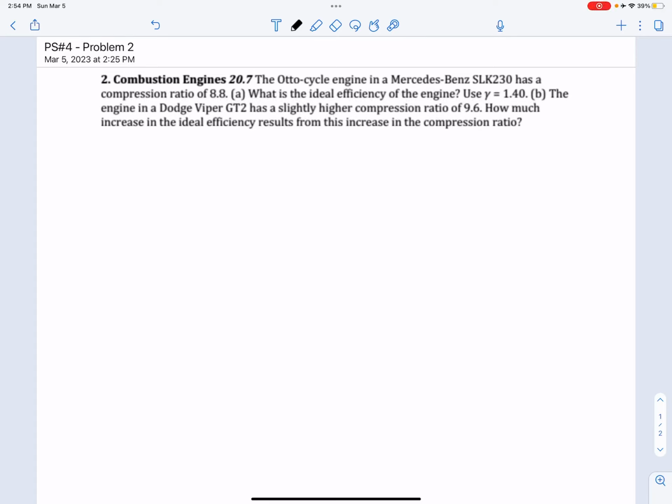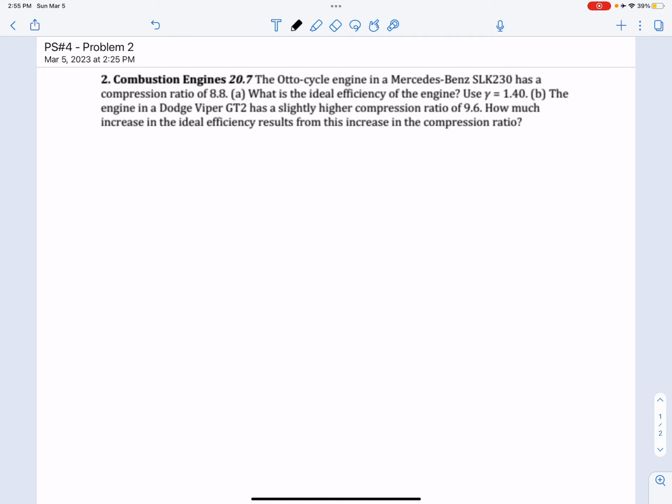Hello, this is problem set number 4, problem 2. The Otto cycle engine in a Mercedes-Benz SLK 230 has a compression ratio of 8.8. Part A, what is the ideal efficiency of the engine? And use 1.40 as a value for ratio of molar heat capacity.